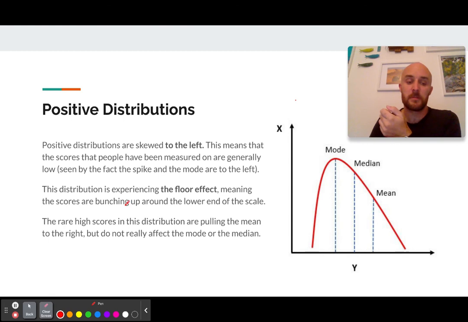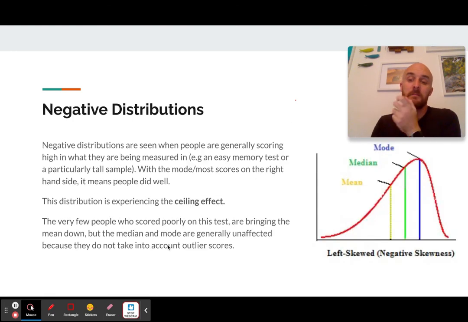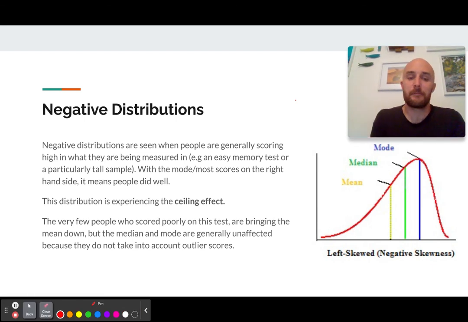So negative distributions are when people have actually done quite well. As you can see just here, they are typically seen when people are scoring high in a measure, or maybe the measure is too easy. So if I were to give you right now your SATs exam from year 6, I'm hoping we would see what is called the ceiling effect.